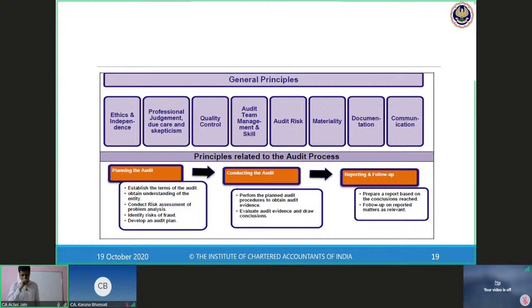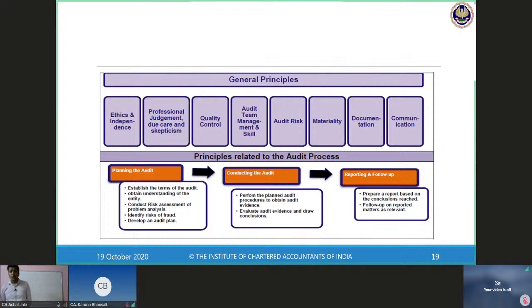So let's look at the principles of PSU audit. Now these are largely in line with what we have discussed. So some of the general principles are what? Ethics and independence, professional judgment, quality control, audit team management, audit risk, materiality. Can you see all of these things are the same?